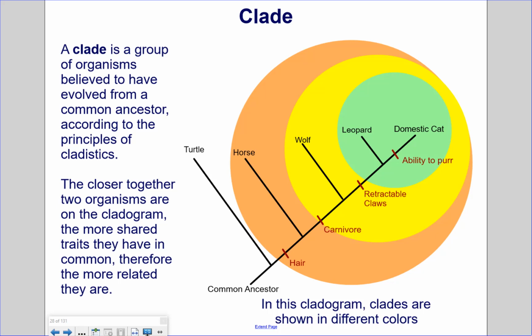So for example, within the orange clade, we have the derived trait of hair found in the horse, wolf, leopard, and domestic cat, but not found in the turtle. The yellow includes the carnivores, the wolf, leopard, and domestic cat, but does not include the horse.